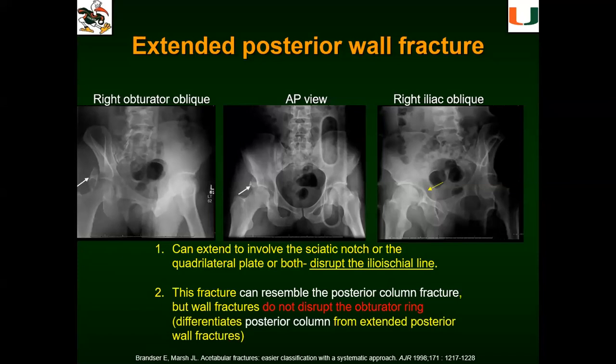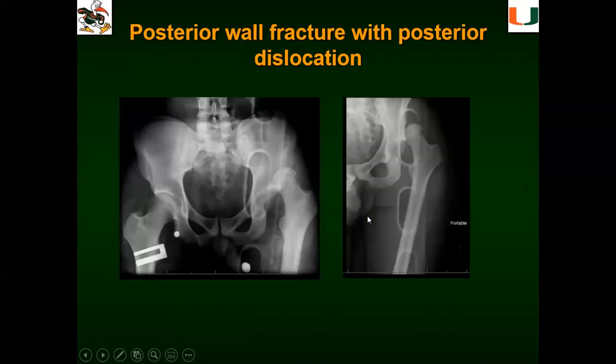And so this fracture can resemble a posterior column fracture. We teach our residents to distinguish this because in the extended posterior wall fracture, the obturator ring will be intact. However, the ilioischial line will be disrupted. If you have a posterior column fracture, the ilioischial line will be disrupted, but also the obturator ring will be disrupted. So in this case, this is just an extended posterior wall fracture where you have preservation of the obturator ring with disruption of the ilioischial line.